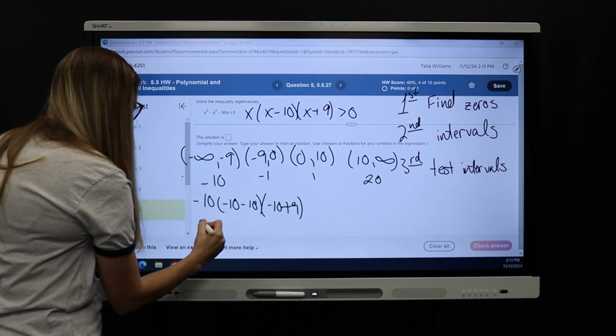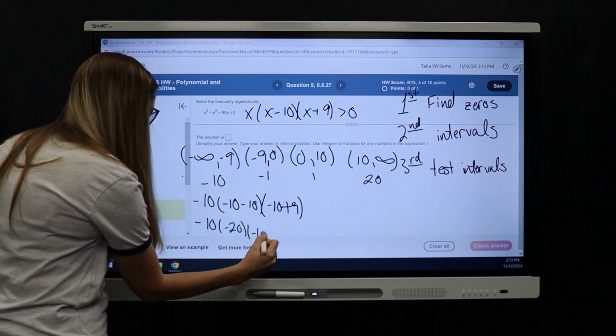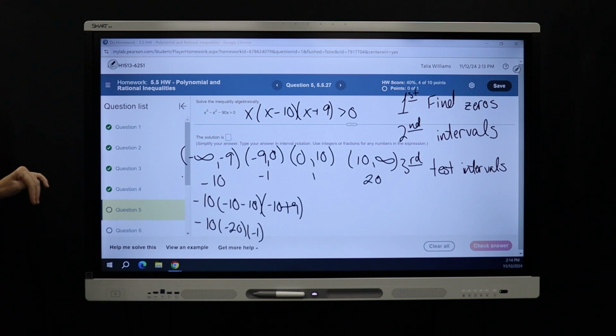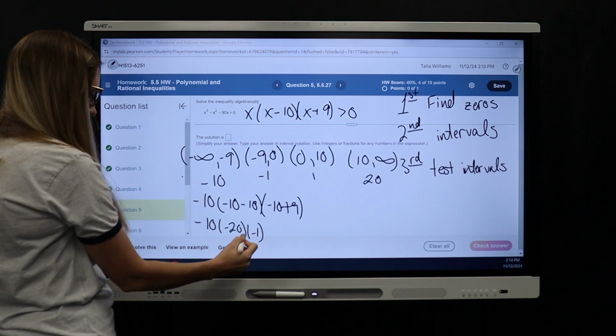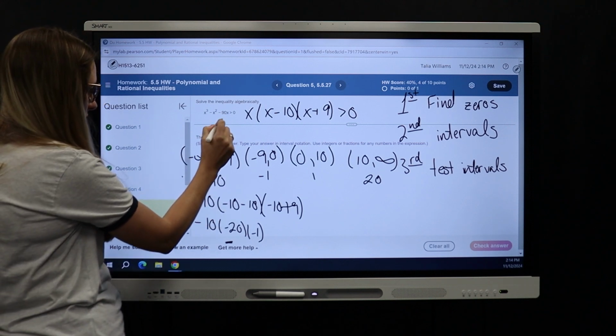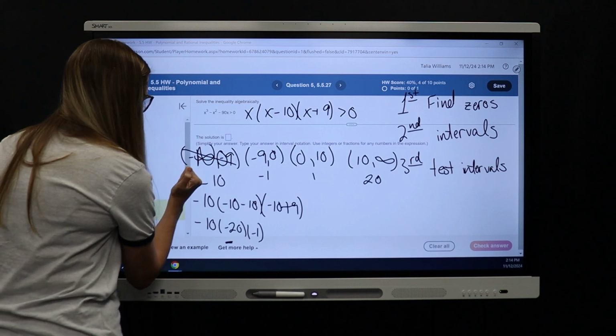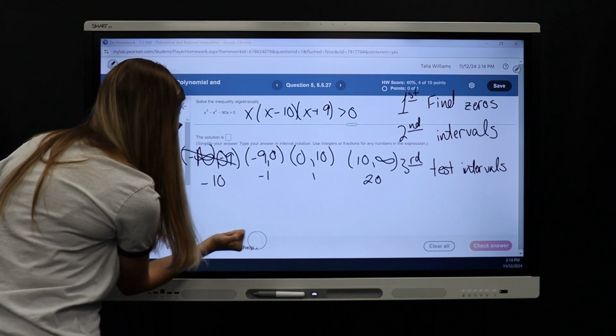Okay. I'm going to have negative 10, negative 20, and negative 1. Negative times a negative is a positive. Times that negative, I'm going to have a negative number. Negatives are not greater than 0, so this one is no. I'm going to get rid of all this.